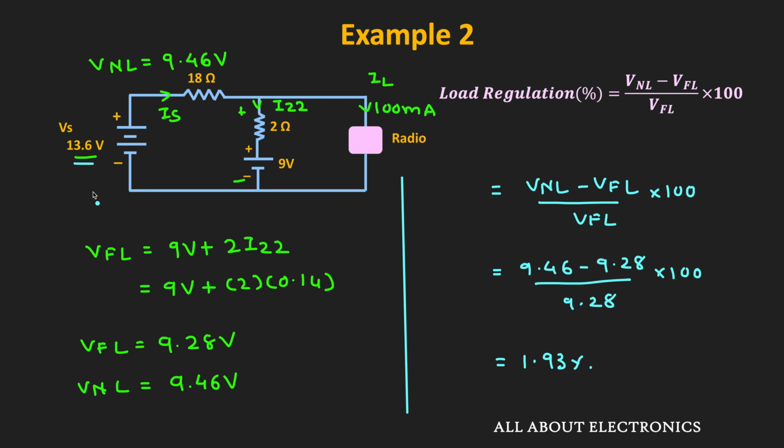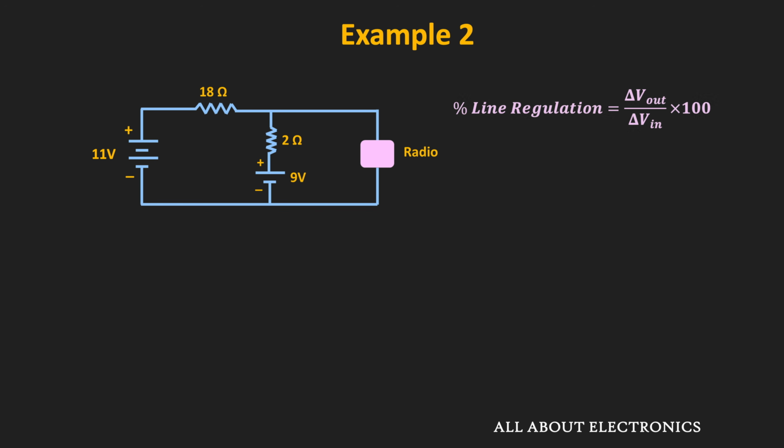So similarly, let us find the line regulation. We know that the percentage of line regulation can be given as delta V out divided by delta V in times 100. Here the input voltage is changing between 13.6 volt to 11 volt. So for that, let us see the change in the output voltage. And to find that change, we will consider the no load condition.